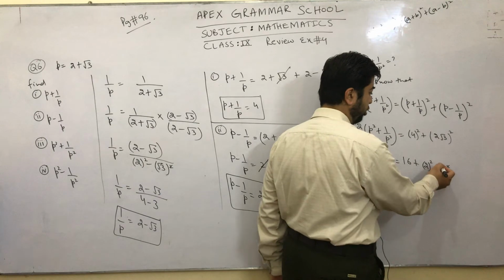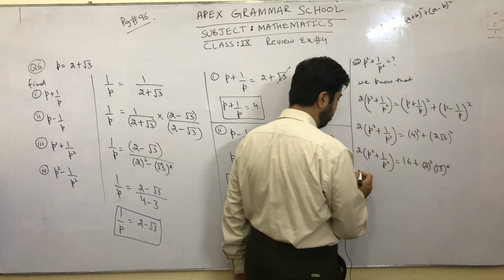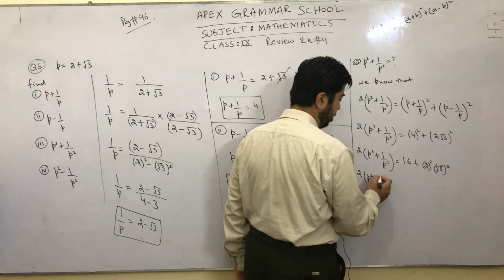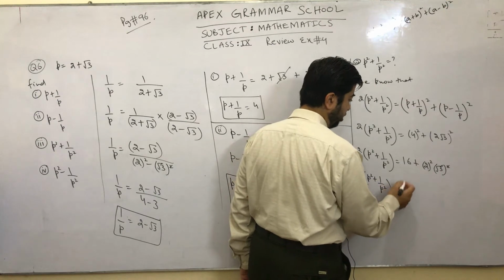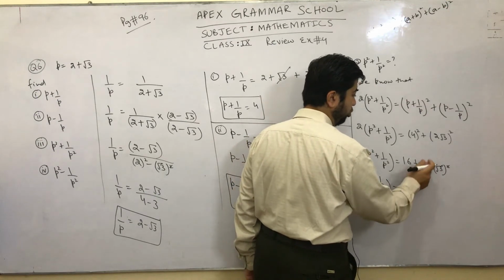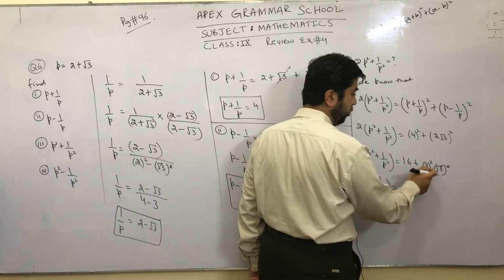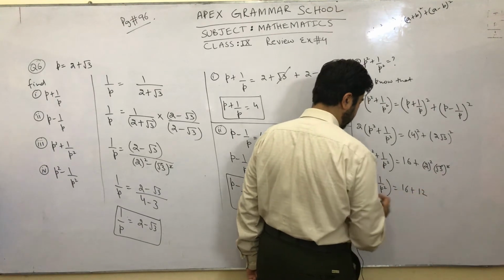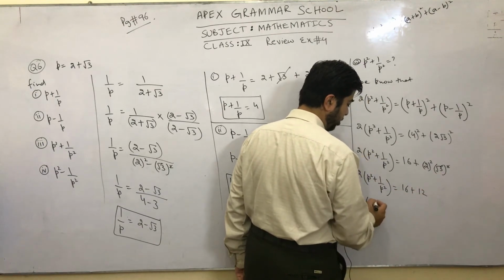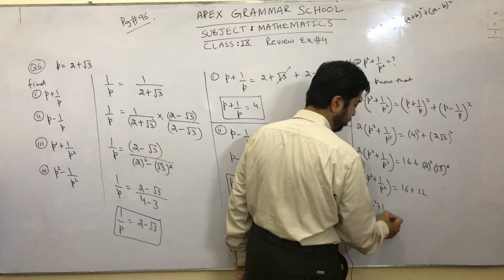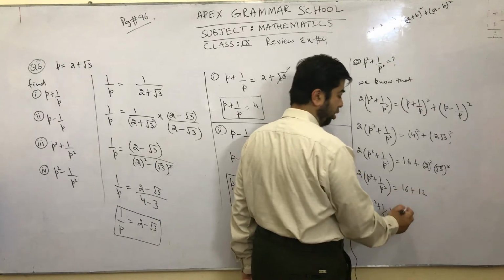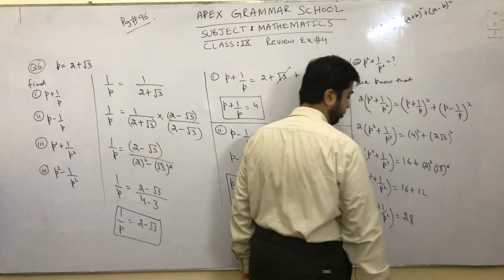Square is cancelled with this square root. So 2 into p square plus 1 over p square, that is 16 plus 2 square, that is 4. 4 3s are 12. So 2 into p square plus 1 over p square is 16 plus 12, that is 28.